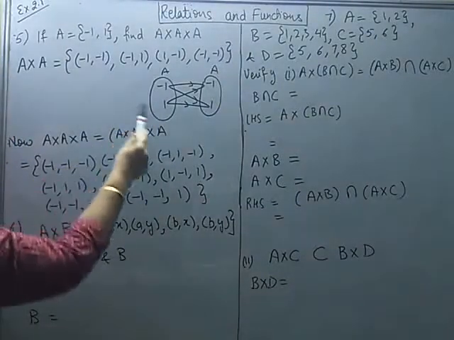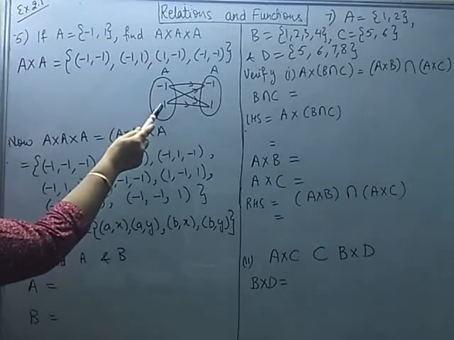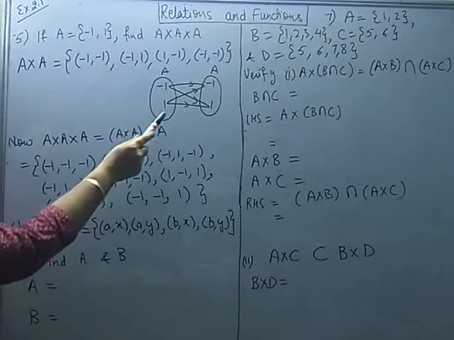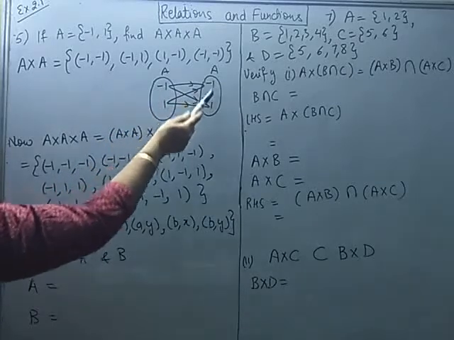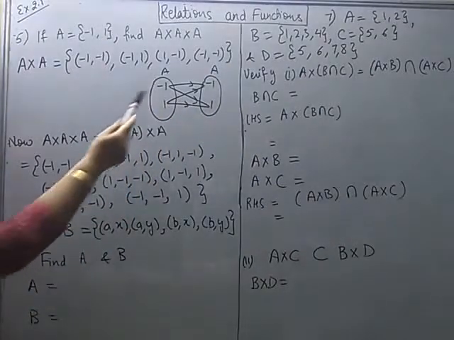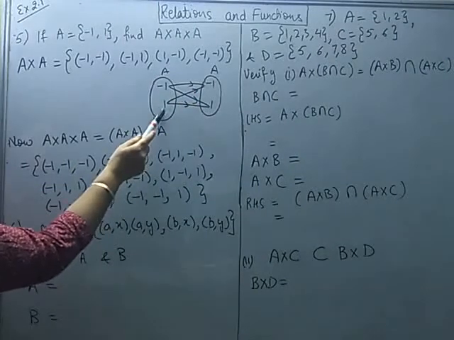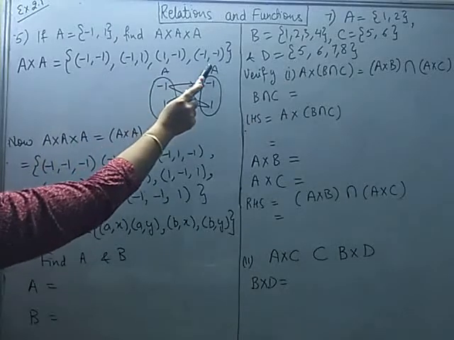You can quickly look at this diagram. We have to find A cross A. A has elements minus 1 and 1. Same over here. So you have to see how many pairs minus 1 and 1 can make with these minus 1 and 1. That will give us A cross A. Minus 1 can pair with minus 1 and then with 1. In the same way, 1 can pair with minus 1 and then with 1. So we get these 4 pairs.